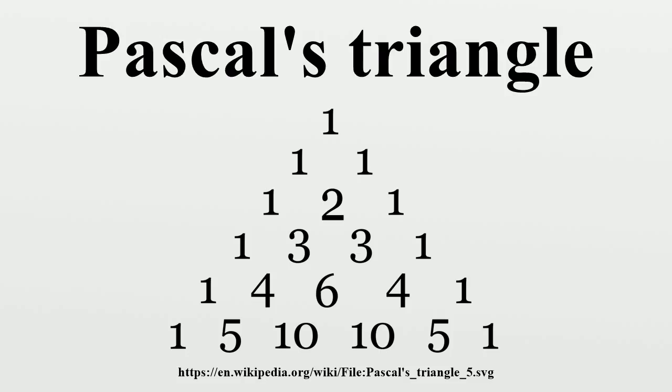A simple construction of the triangle proceeds in the following manner. In row 0, the topmost row, the entry is 1. Then, to construct the elements of the following rows, add the number above and to the left with the number above and to the right of a given position to find the new value to place in that position. If either the number to the right or left is not present, substitute a 0 in its place.